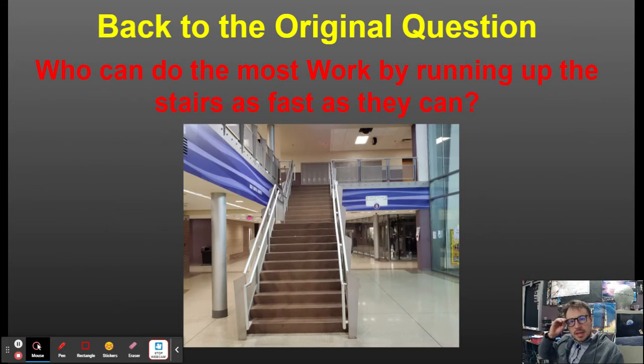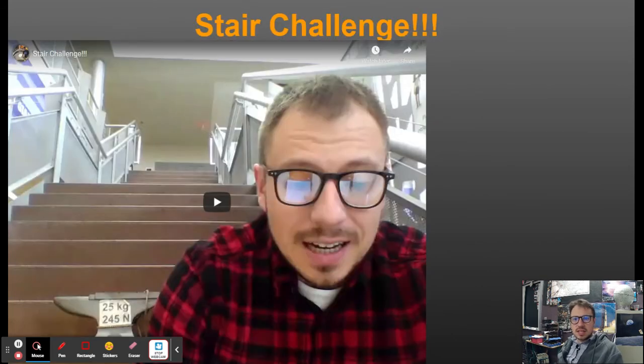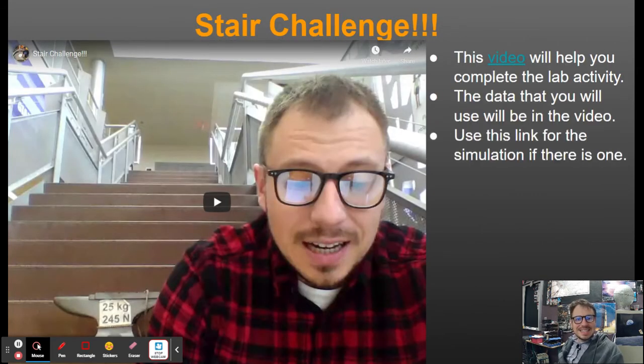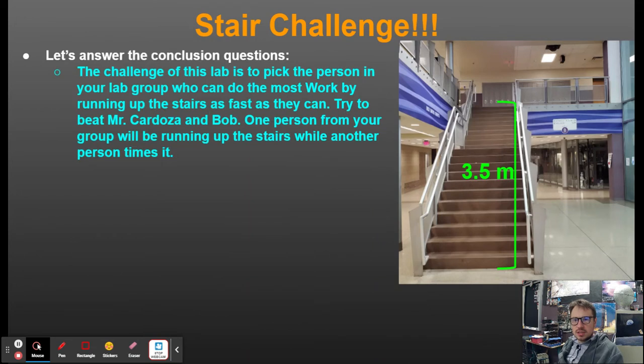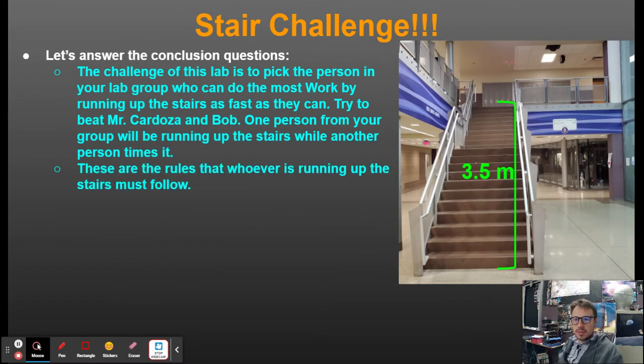So back to the original question, right? So we did this one, right? Who can do the most work by running up the stairs as fast as they can? So we did the stair challenge lab. So if we look at this, the challenge of the lab is to pick the person in the group who can do the most work by running up the stairs as fast as they can. So I run this and I carry Bob. I carry a big anvil, right? So one person in the group will be running the stairs.